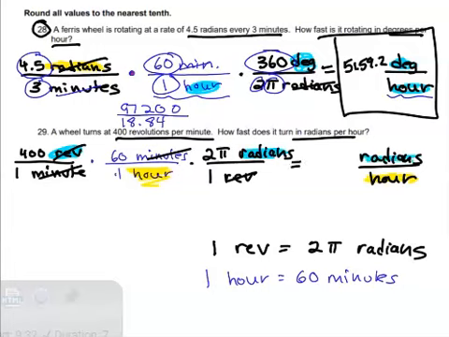Okay, so my numbers should be all set to go. I'm going to go 400 times 60 times 2 times 3.14. Now notice I just have a bunch of ones on the bottom, so I don't even need to divide that. I have 150,720 radians per hour.